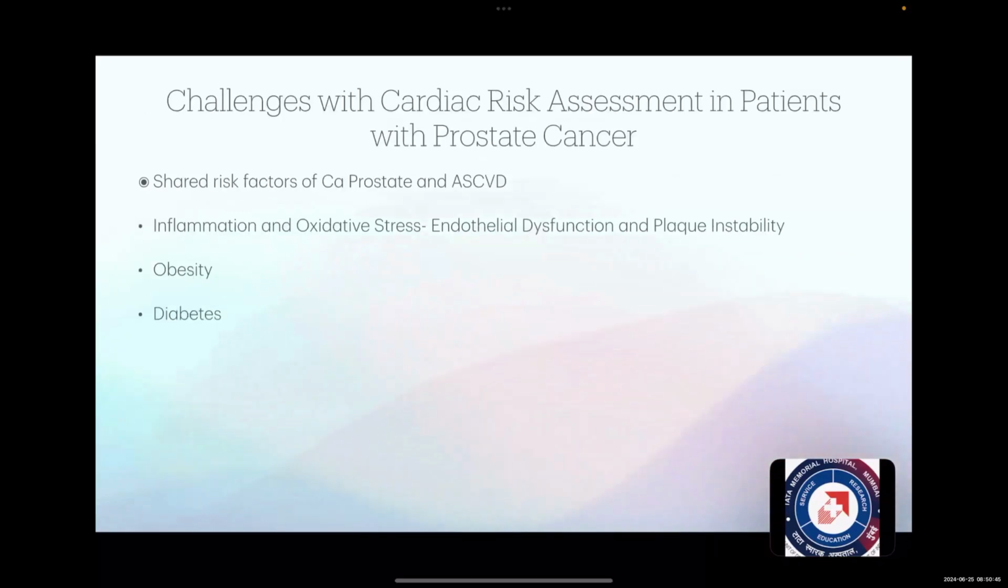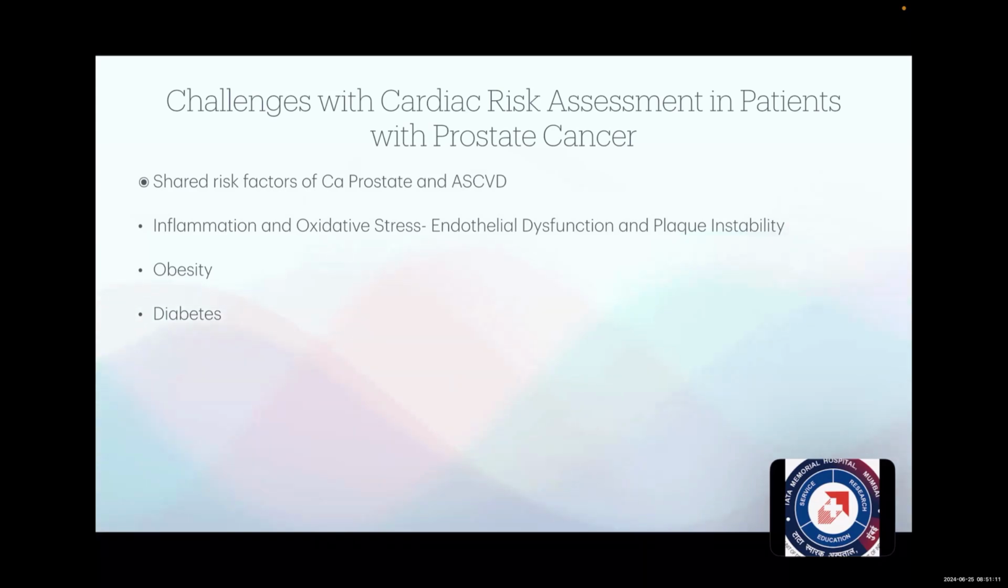Moving forward, challenges with cardiac risk assessment in patients with prostate cancer. There are many shared risk factors between prostate cancer and ASCVD, which mainly include chronic inflammation, oxidative stress, obesity, and diabetes. However, current ASCVD risk calculators do not incorporate the additional risk posed by the cancer and ADT, leading to potential underestimation of true cardiovascular risk.